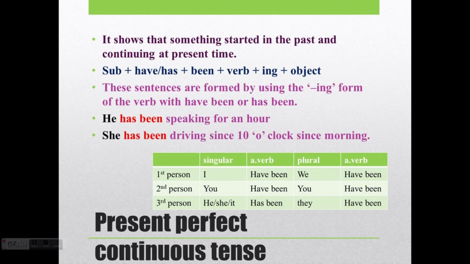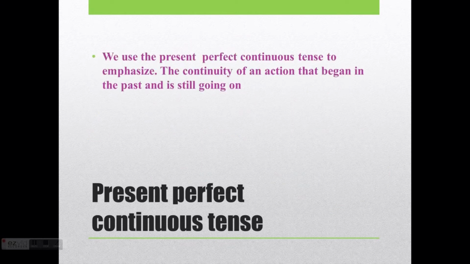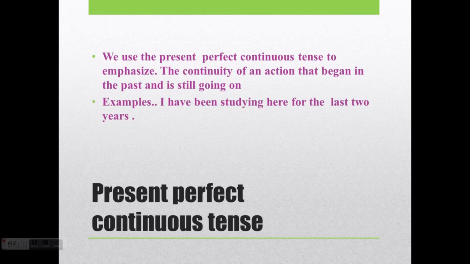So we should know the difference between for and since. Here if we use for, we should mention the time. It means we should mention the duration in hours or days, like for a week, for an hour. But if we use since, we should give the exact starting point, that means since 10 o'clock. Let's go for more information. So we use this present perfect continuous tense to emphasize the continuity of an action that began in the past and is still going on.